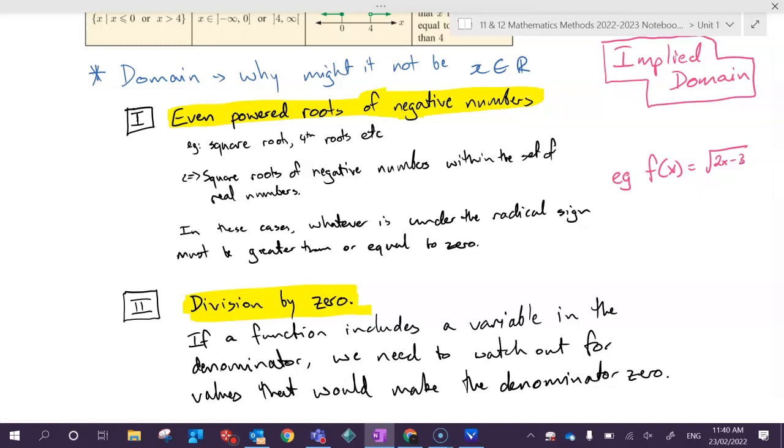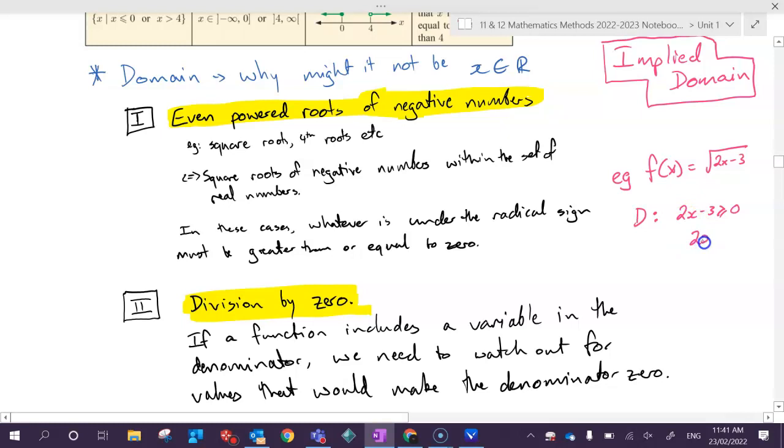What am I not allowed to do? Not allowed to square root a negative. So for the domain, I would know that 2x minus 3 must be greater than or equal to 0. The bit under the square root sign has to be greater than or equal to 0. What do I do from there? Obviously, that's not a nice way of writing the domain, is it? So I just rearrange it and get what x is.